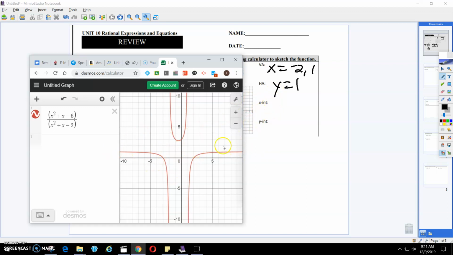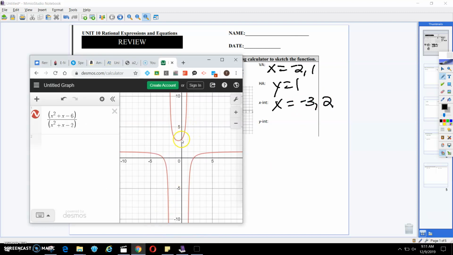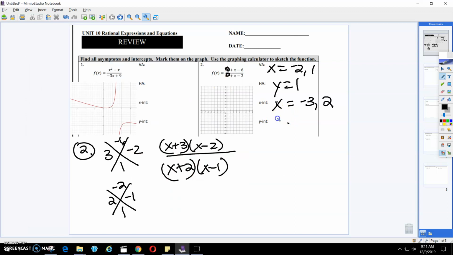So for our x-intercepts, we're going to have a cross at x equals negative 3 and x equals 2. We can see that from our graph. X equals negative 3, x equals 2 from our graph. And then we also see that we have a y-intercept at 1, 2, 3. Y-intercept at y equals 3.